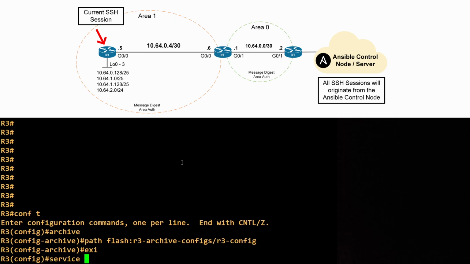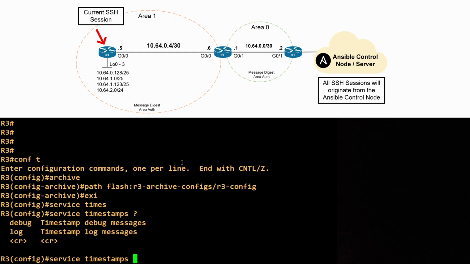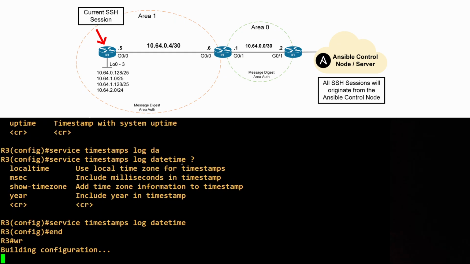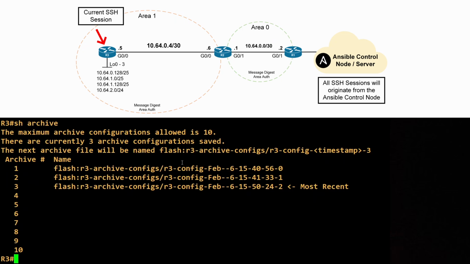I'm also just going to add service timestamps so that they log the date and time. Okay, the files are definitely easier to read than they were before. Now just quickly notice at the end of the file, we have a sequence number. Every time the configuration is backed up, this number will increment by 1.